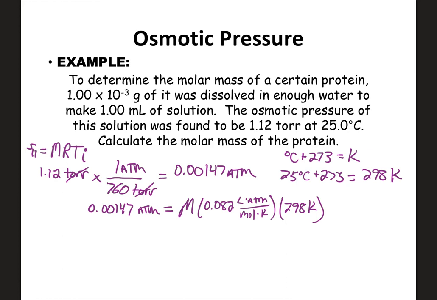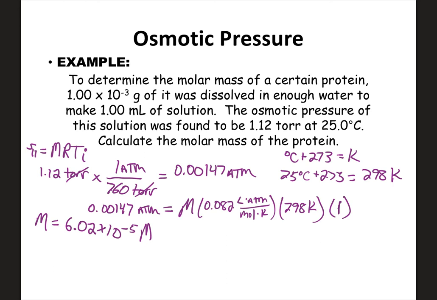this is just a protein. There's no information about its formula. We have to assume that it's one of these molecular compounds. We're going to use 1 here for the value of i. All right, so now when you plug and chug this and solve for the molarity, you get the molarity being 6.02 times 10 to the minus 5th molar.